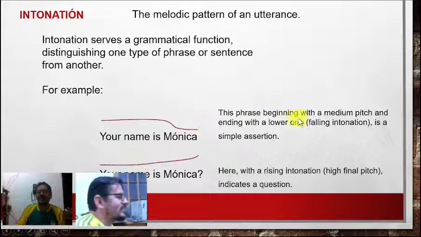This phrase begins with a medium pitch and ends with a lower one: falling intonation. It's a simple assertion, right? It's a fact. Let's see the next one. Your name is Monica? Here, with a rising intonation, a high pitch indicates a question.